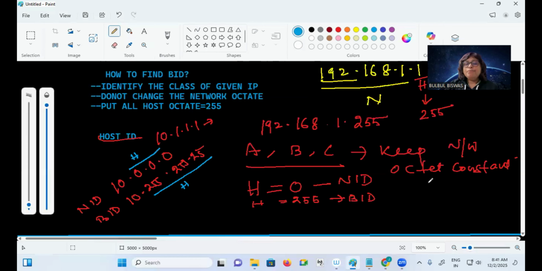Am I clear? And I think next time, if you get an IP address, you can very easily find the network address and the broadcast address. The network address identifies the network, and the broadcast address is used to send a common message to all hosts belonging to the same network.